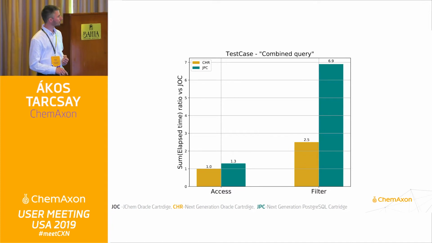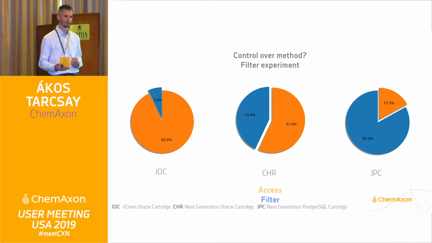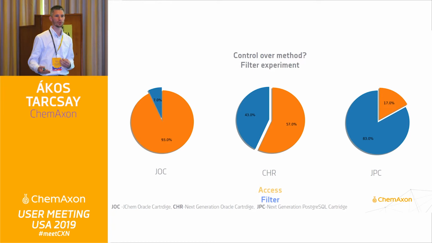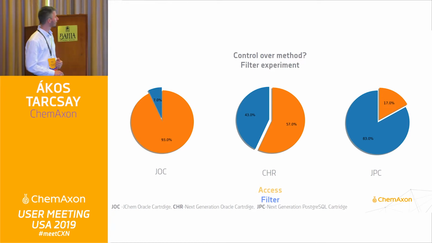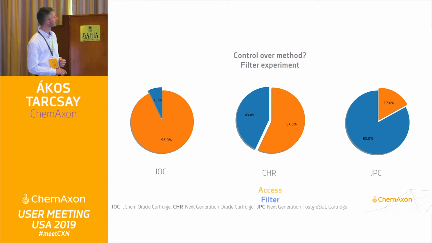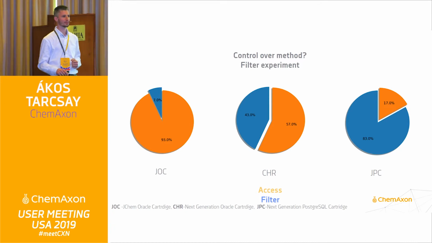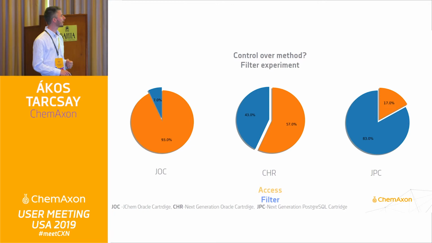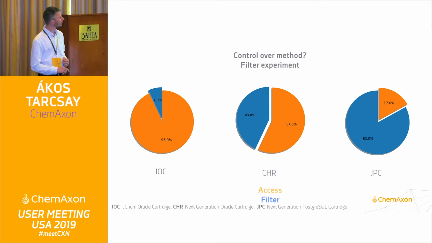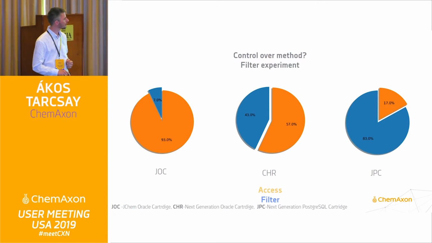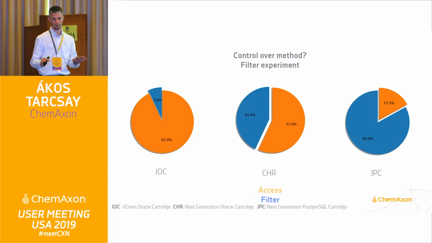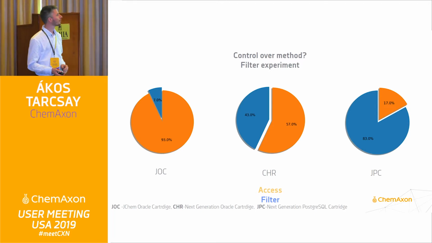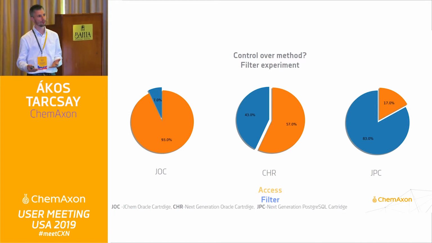We went with the filter mode and wanted to see from the query plans whether it's really doing what we designed. And it turned out that the Oracle cartridge still, in 90% of the cases, uses the access, not the filter, while in case of Coral, it was 50-50, and JPC behaved as we want it to behave. In 87% of the cases, it really did the filtering.